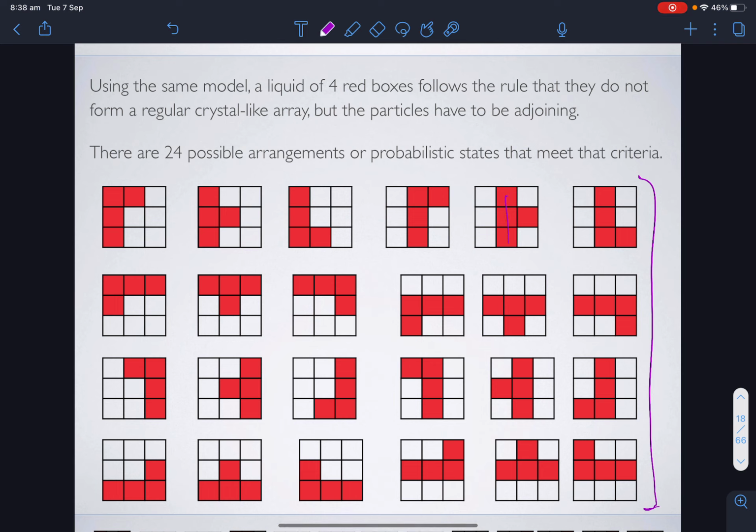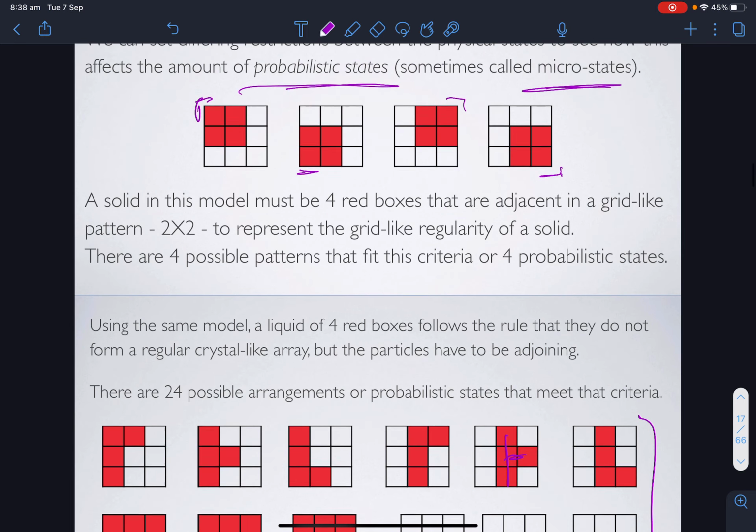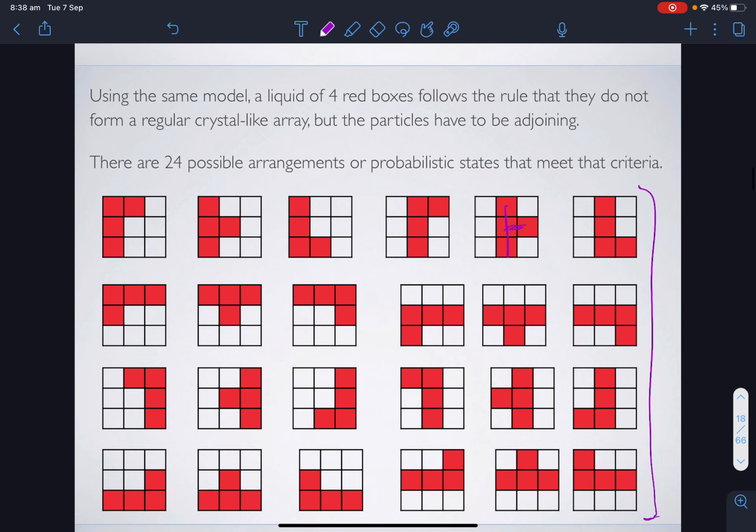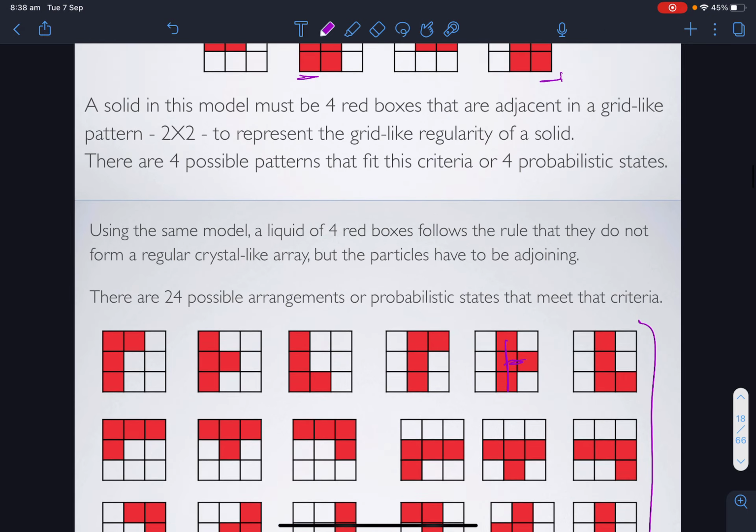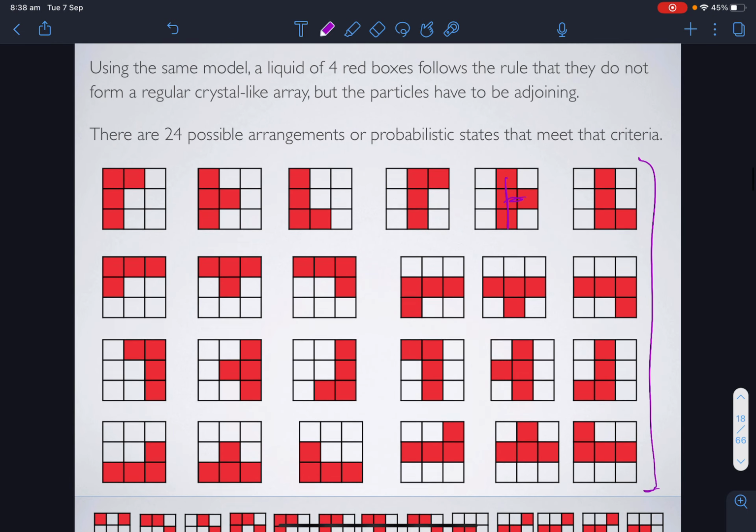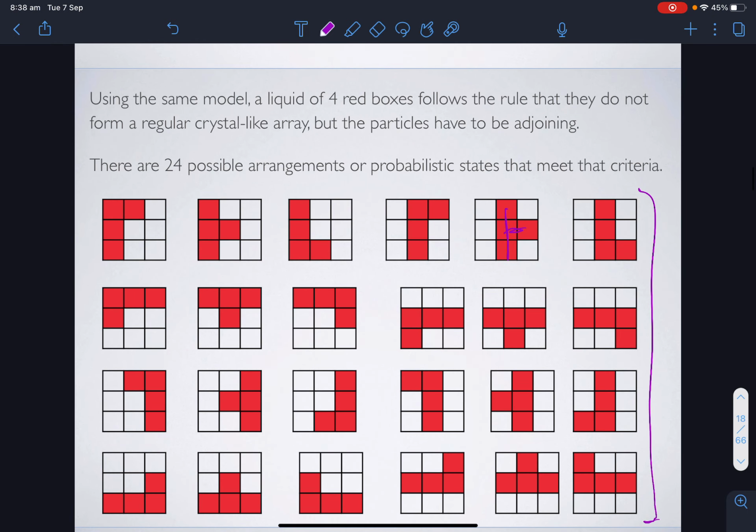For example, we've got this Tetris-like thing here, or all of them are Tetris-like, aren't they? We've got all these different shapes arranged in different places, but none of them fit the solid criteria, and they all fit the criteria that they are 4 red boxes that are all joined up, so all the particles are close together. So I've got much more rearrangements here, haven't I? Much more probabilistic states, 24 compared to the 4. I'm getting a lot more randomness in my model.